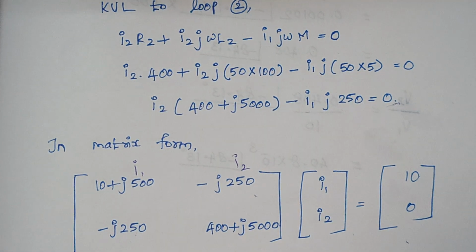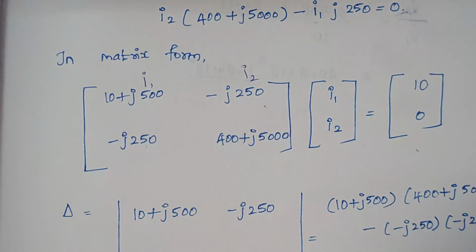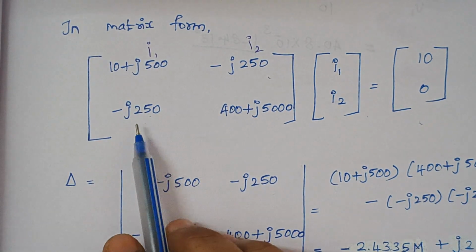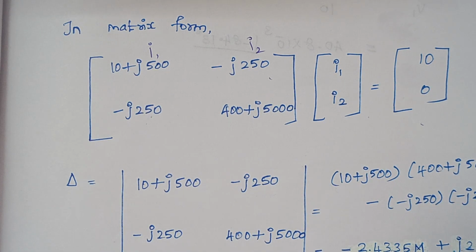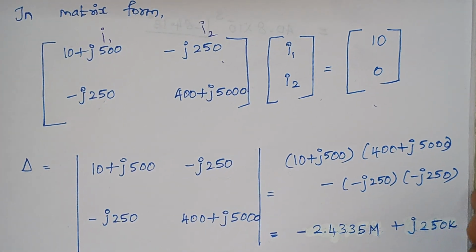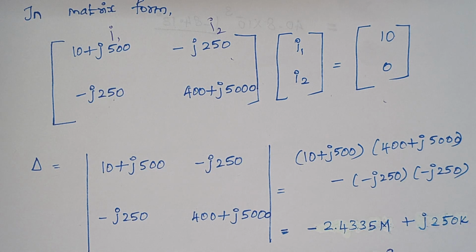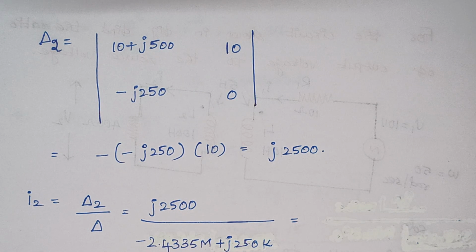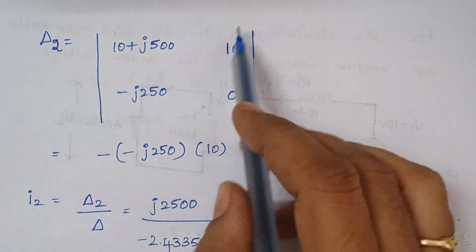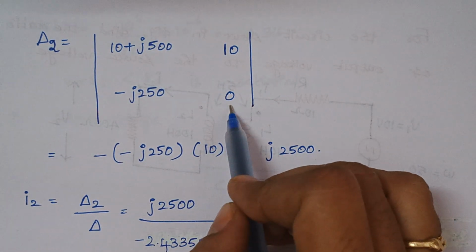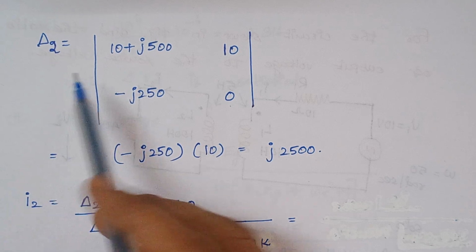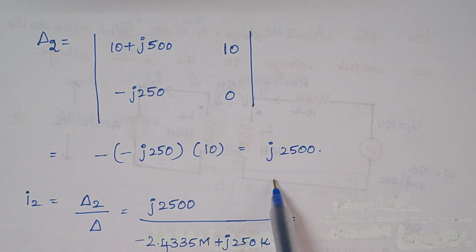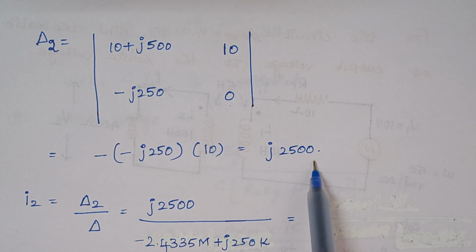Again the same thing, find the value of del. Del is nothing but the determinant of this matrix. With the help of a calculator, you can easily calculate the values. So the value of del is calculated. Now we are going to find the value of del 2. Del 2 is obtained by replacing the second column by the source values. So when you multiply, we get the answer as J 2500. What we need here is I2.